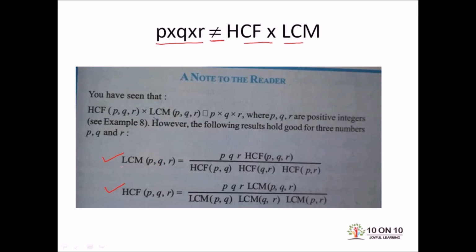But still you can remember that LCM of P, Q, R is equal to P into Q into R into HCF of P, Q, R divided by the HCF of two numbers taken together, and they are multiplied. Similarly, HCF is also the same thing but it goes with the LCM: here we have to take the product of the three numbers, then multiplied by the LCM of these three numbers divided by the LCM of two numbers taken together, and they are multiplied. So this is how you can remember this formula, though it might not be asked.